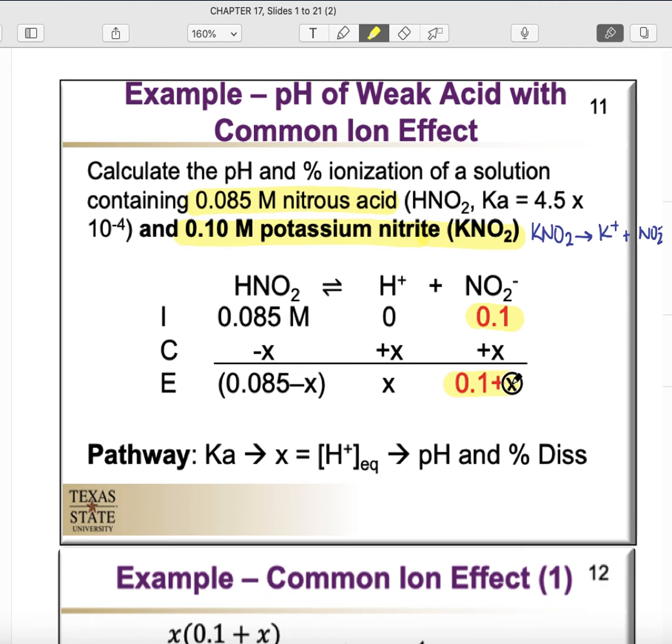We're then going to continue the same process that we did last time, which is to utilize our Ka expression to find x. Once we find x, we know that x represents the hydrogen ion concentration, which is exactly what we need to be able to find the pH and the percent dissociation. So that's what we're going to do.